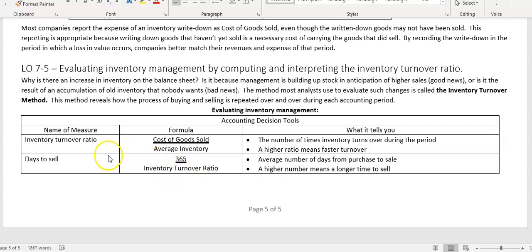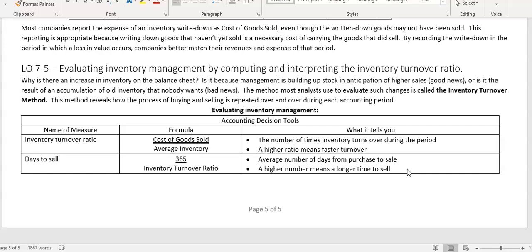The days to sell, or sometimes called the days sales in inventory, to calculate that, we take 365 and divide by the inventory turnover ratio we just calculated. And this tells you the average number of days it takes from the purchase to the sale of the inventory. And a higher number means a longer time to sell. Now, I can't tell you what a best practice is in terms of inventory turnover ratio or days to sell because it depends on the type of company that you have.